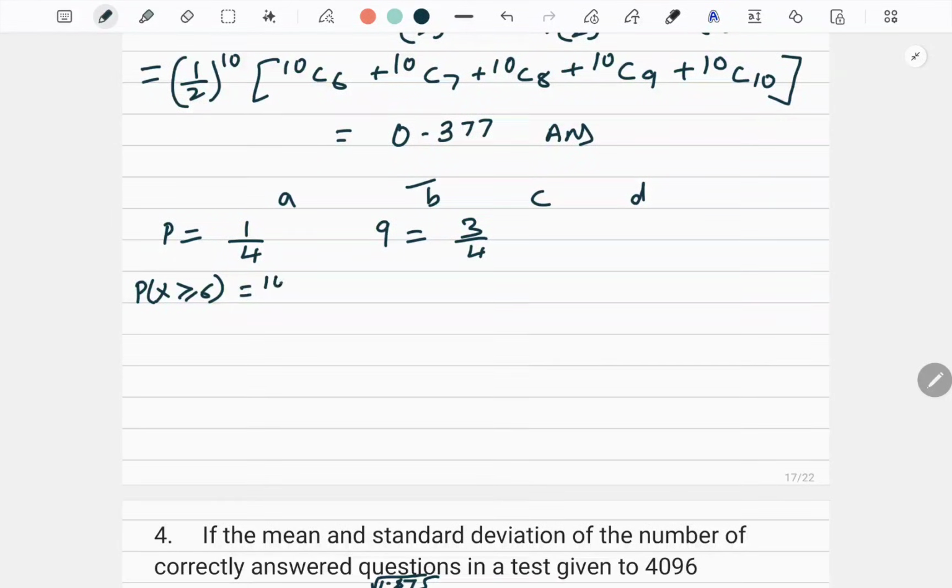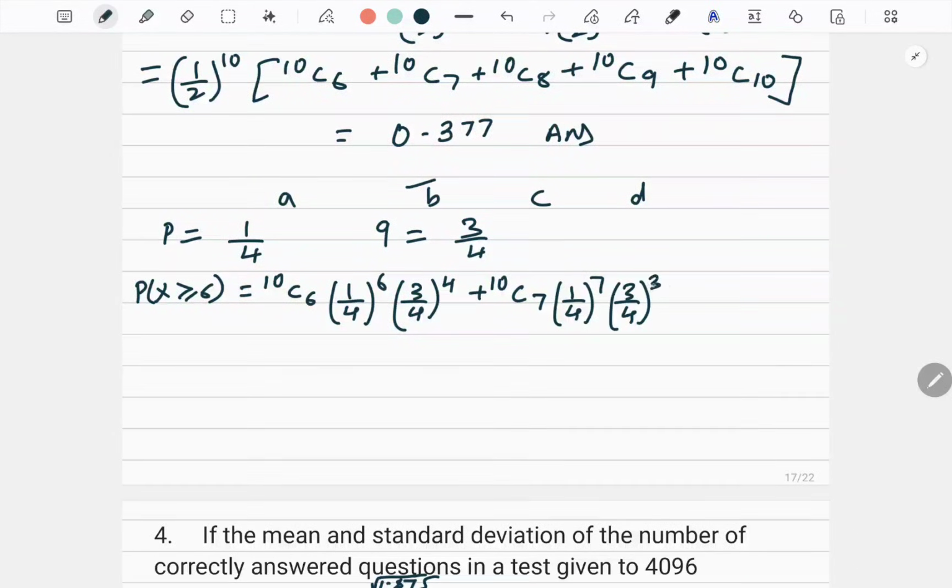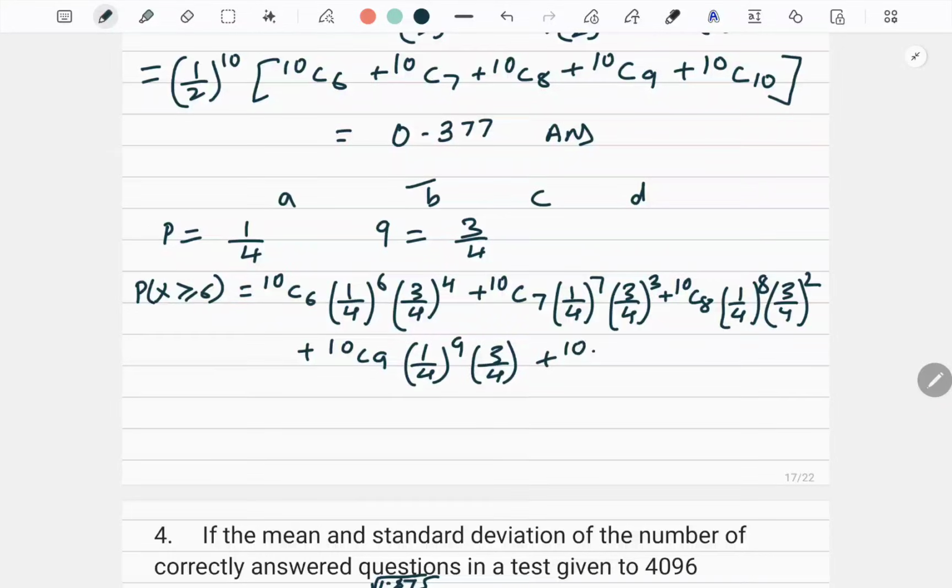So, probability of 6 will be 10C6 p to the power 6 and q to the power 4, okay, 10 minus 6, plus 10C7 (1/4)^7 (3/4)^3, plus 10C8 (1/4)^8 (3/4)^2, okay, plus 10C9 (1/4)^9 (3/4), plus 10C10 (1/4)^10 and (3/4)^0.